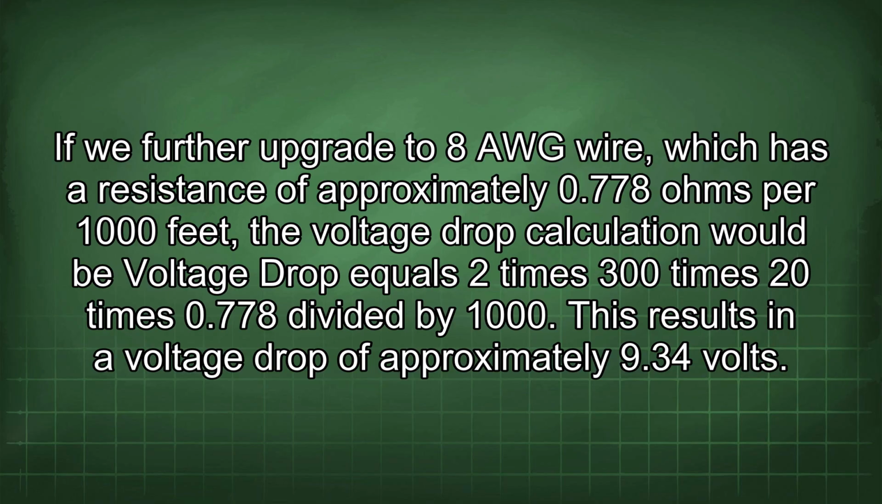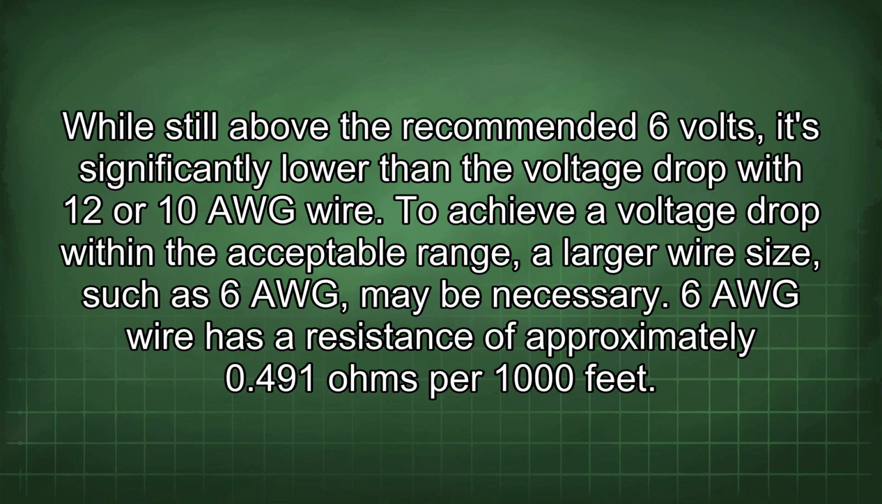If we further upgrade to 8 AWG wire, which has a resistance of approximately 0.778 ohms per 1000 feet, the voltage drop calculation would be voltage drop equals 2 times 300 times 20 times 0.778 divided by 1000. This results in a voltage drop of approximately 9.34 volts. While still above the recommended 6 volts, it's significantly lower than the voltage drop with 12 or 10 AWG wire.